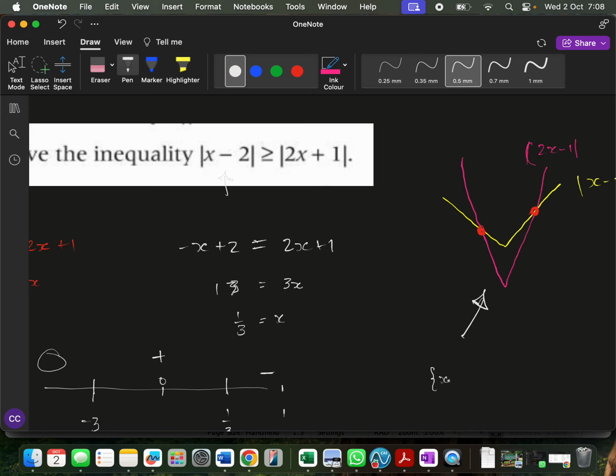So what we know is the places where this is above the other one is on the domain x such that x is between negative 3 and 1/3, and x is a real number.